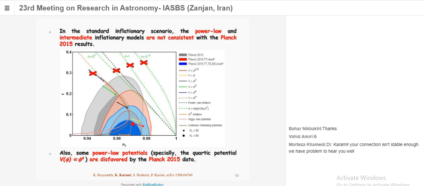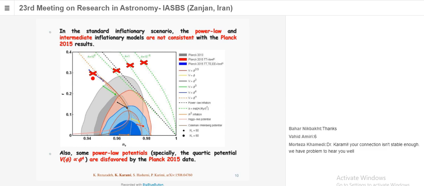This contour shows the 68%, and another one shows the 95% confidence level of the Planck data. Here, in this diagram, you can see that the predictions of some potentials can lie inside the observational contour, like the Coleman-Weinberg potential, a Higgs potential, and also some power law potentials, like phi, which is denoted by a red bar, and also phi squared. But as you can see, there are some potentials for which the prediction of the model cannot lie inside the observational data, which I denoted by the red crosses.